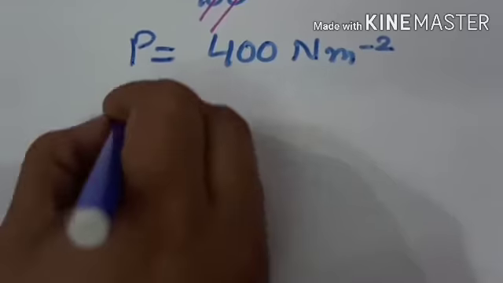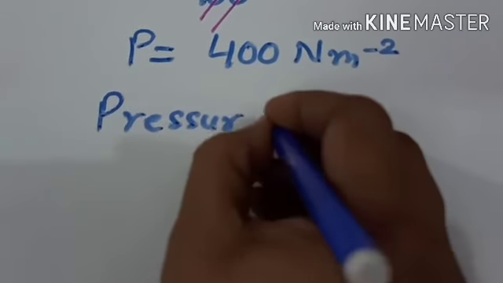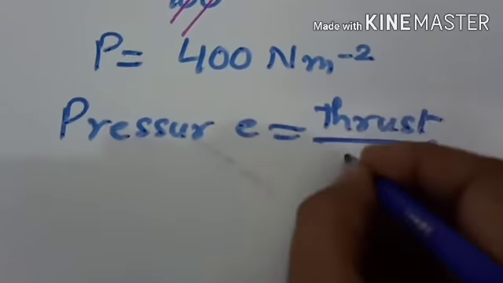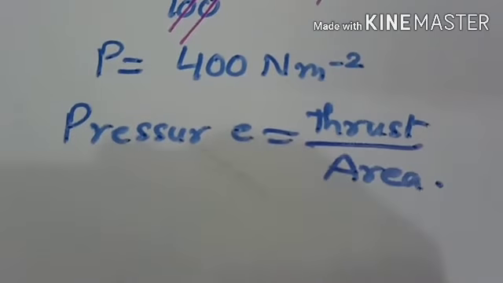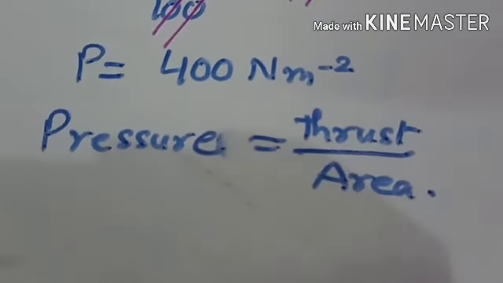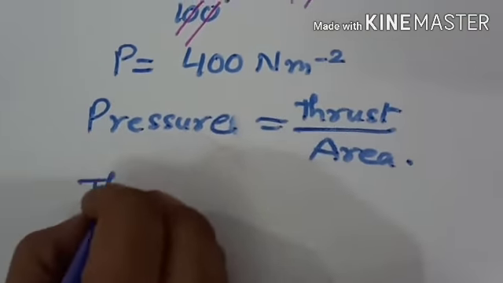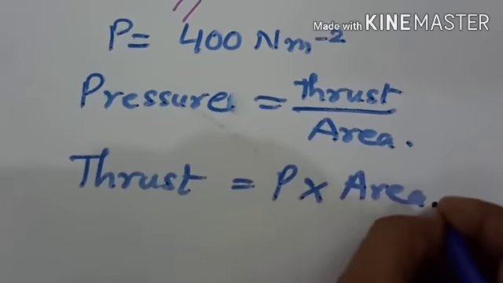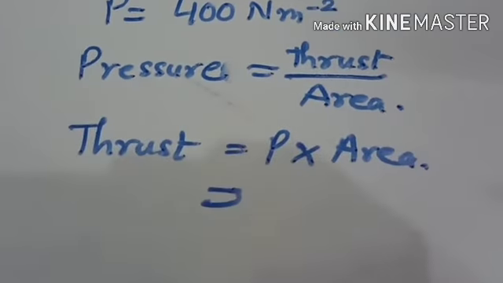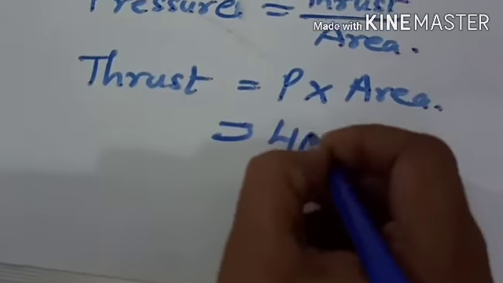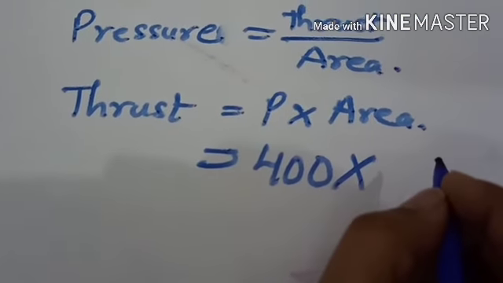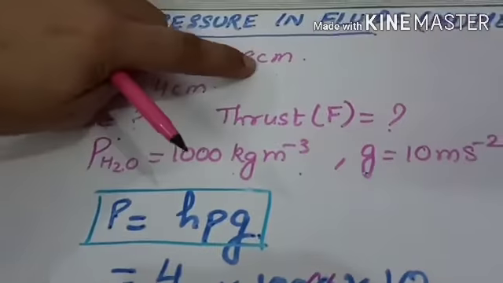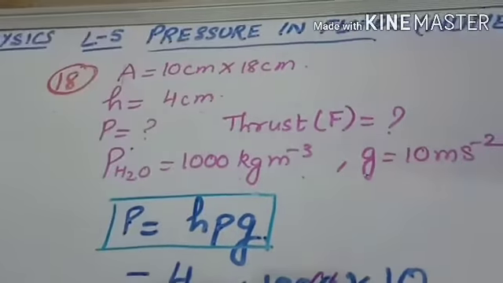We know that pressure is equal to thrust over area. So this is the formula we will be using to find out the thrust. So thrust will be equal to pressure into area. Pressure we have just found, that is 400. Area is given to us in the question, 10 centimeter into 18 centimeter. This is given in centimeter.